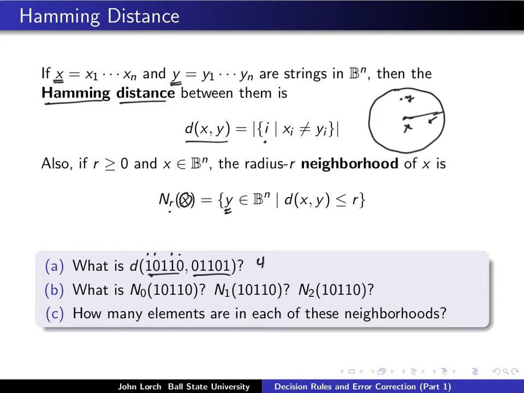In part B, we're asked to compute some neighborhoods. Now, first, we're computing this neighborhood of radius 0 of our string 1, 0, 1, 1, 0. So that is going to consist of all strings that are of distance less than or equal to 0 from our given string. Now, it turns out there's only one string of distance less than or equal to 0 from our original string, and that's the original string itself.